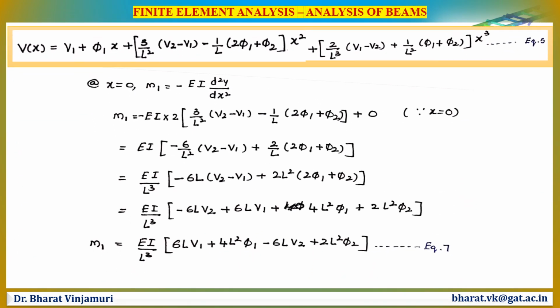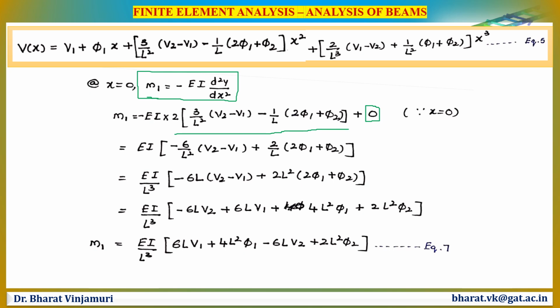We will try to find the value of m1, which is given by this equation as per beam theory. We have already found the value of d square y by dx square, so take this value. Since x is 0, obviously this value will be there. You can refer to these equations. The value of m1 is minus EI multiplied by 2 into 3 by L square, v2 minus v1, minus 1 by L, 2 phi 1 plus phi 2.